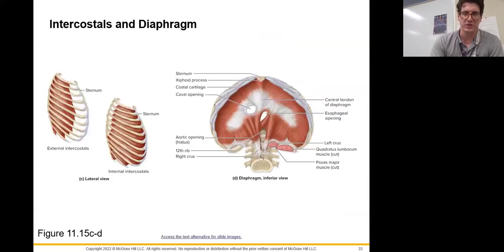So here's an underview of our diaphragm. So we can see openings for blood vessels, namely our vena cava here. And we can also see an opening for our esophagus here because our stomach is below the diaphragm.